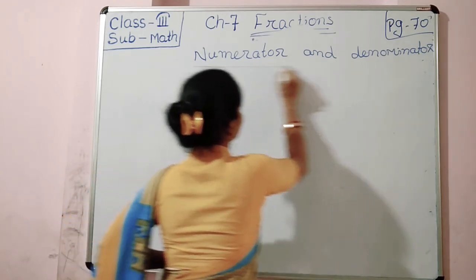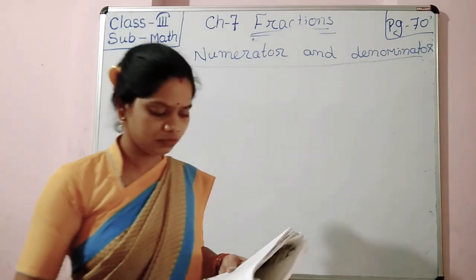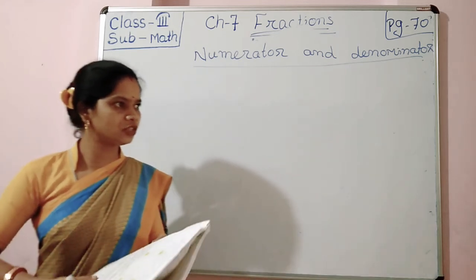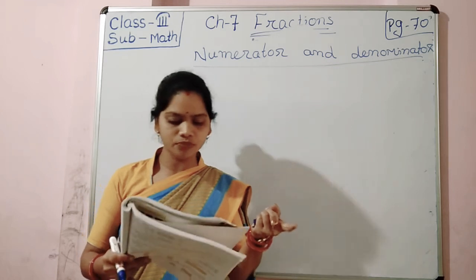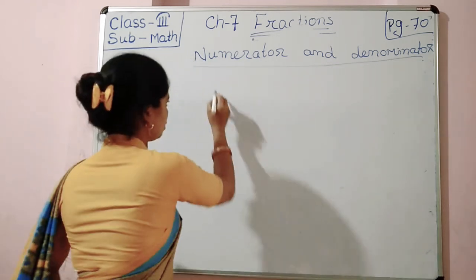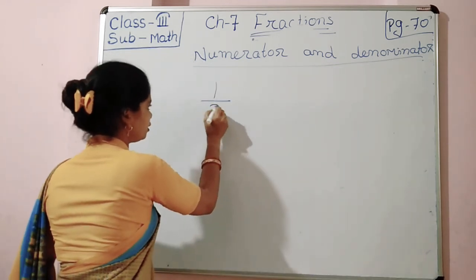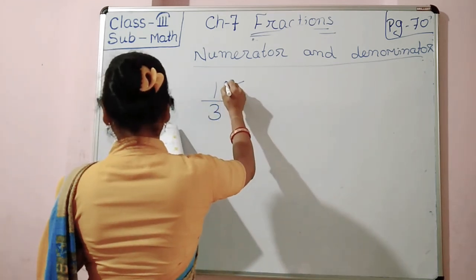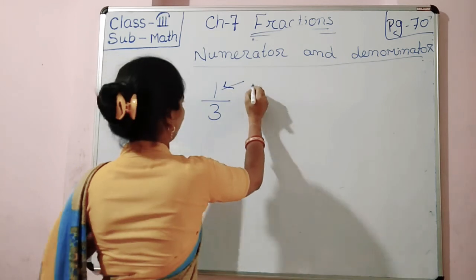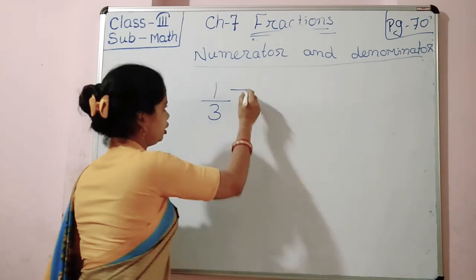Numerator and denominator. A fraction consists of two numbers written one over the other. Look, suppose for example 1/3. Look, the upper part is called the numerator.